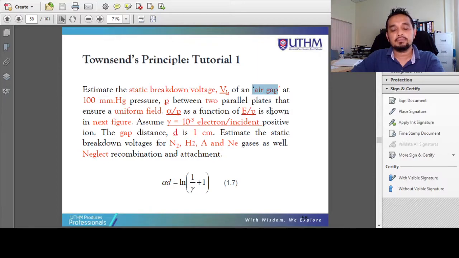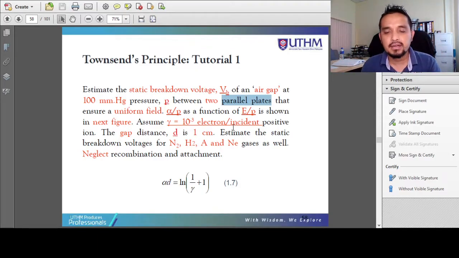Air is a gas, it could be neon, it could be hydrogen, it could be CO2, any gas that we use as an insulator, at a pressure of 100 mmHg, between two parallel plates. This is also a keyword for you to understand. When it mentions a parallel plate, that means we know it is a Townsend uniform electric field.